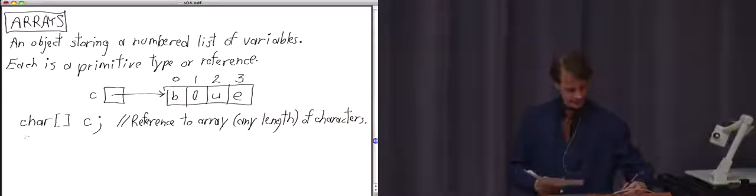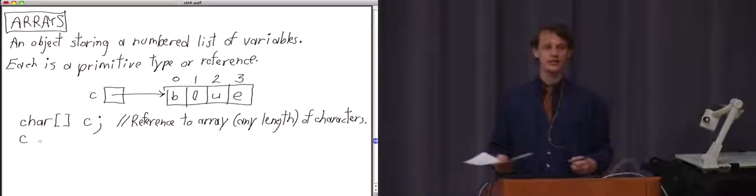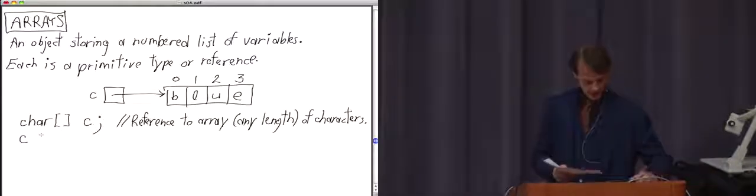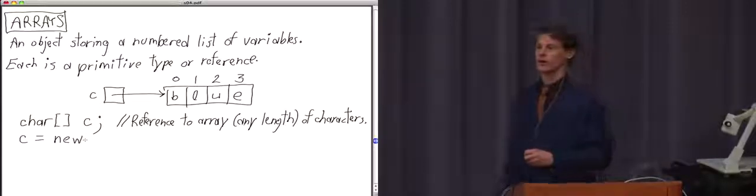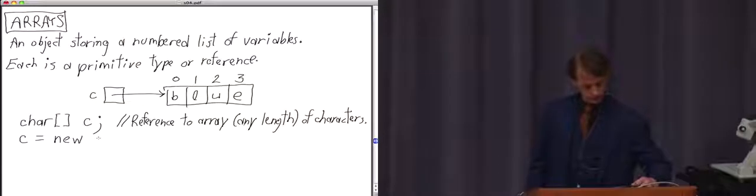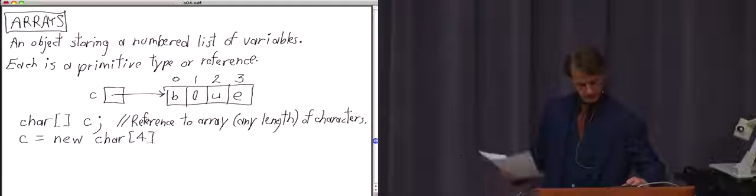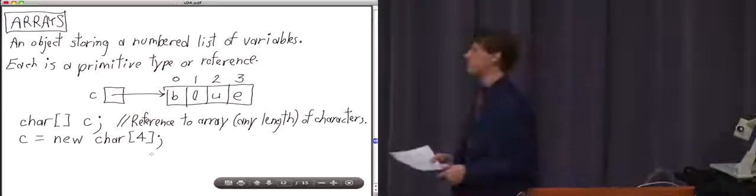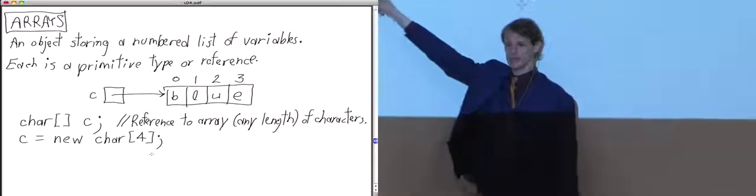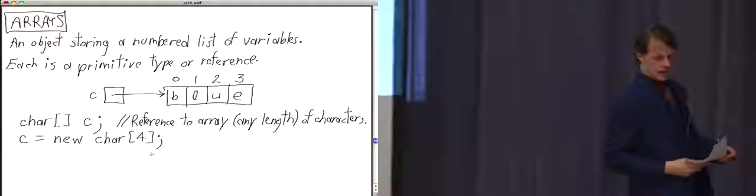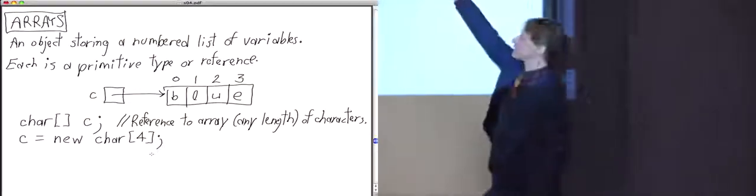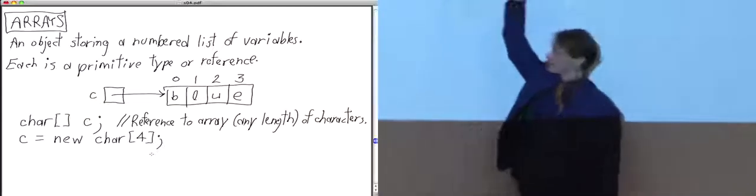Now that I've got that reference, I want to actually create the array of characters. And just like with any object, you create it with the new command. What you put after the new is a little weird, though. You don't put a class name, you put something like this, char[4]. So this says, please allocate for me a brand new object, which is an array of 4 characters. And so that creates this object and assigns that reference to point to that object.